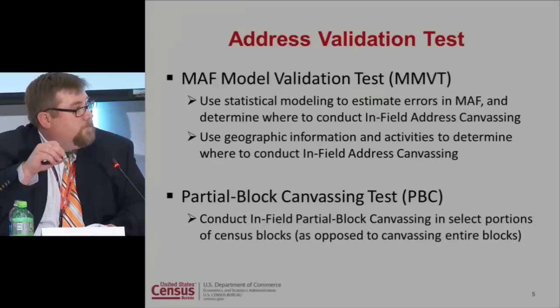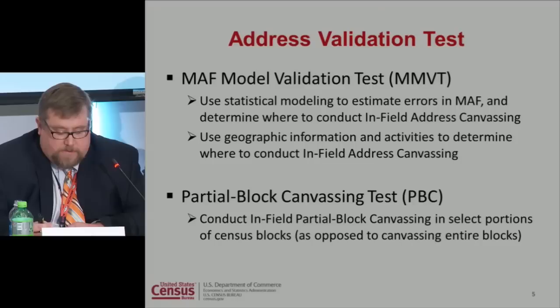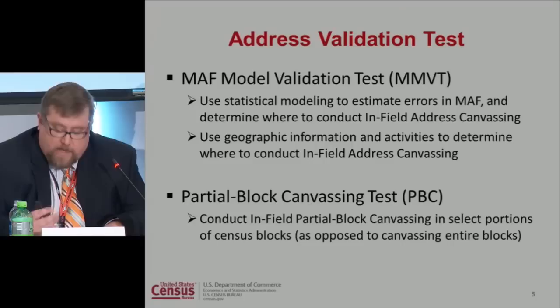The purpose of the address validation test is to help us assess the performance of the methods and models that will help us develop the address list and refine the workloads for the 2020 address canvassing program. As stated earlier, there are two components to this: the master address file model validation test, we call MMVT, and the partial block canvas test. MMVT will test our ability to use statistical modeling to estimate errors in the MAF and identify areas of change. This work will inform where we conduct in-field canvassing.